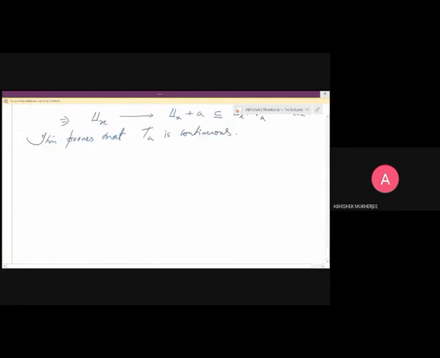Now we would like to define another concept which is of homogeneous space.